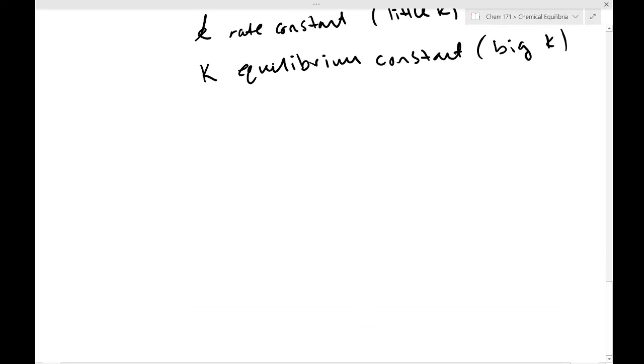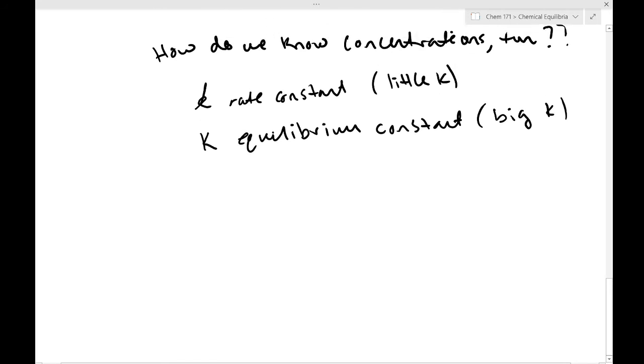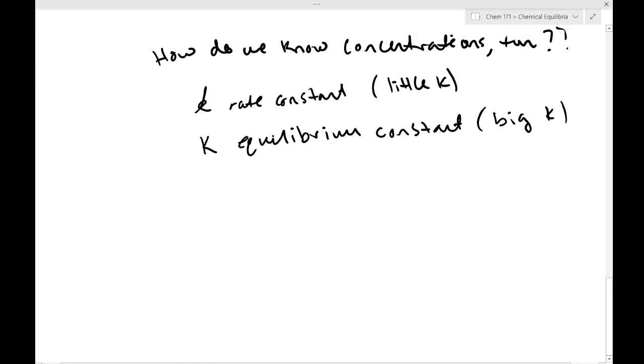Don't worry. Okay, so this might be a little confusing. I will try to write little k like a little k, but make no promises. You're just going to have to realize that when we're talking about equilibria, we are talking about big K, or the equilibrium constant.